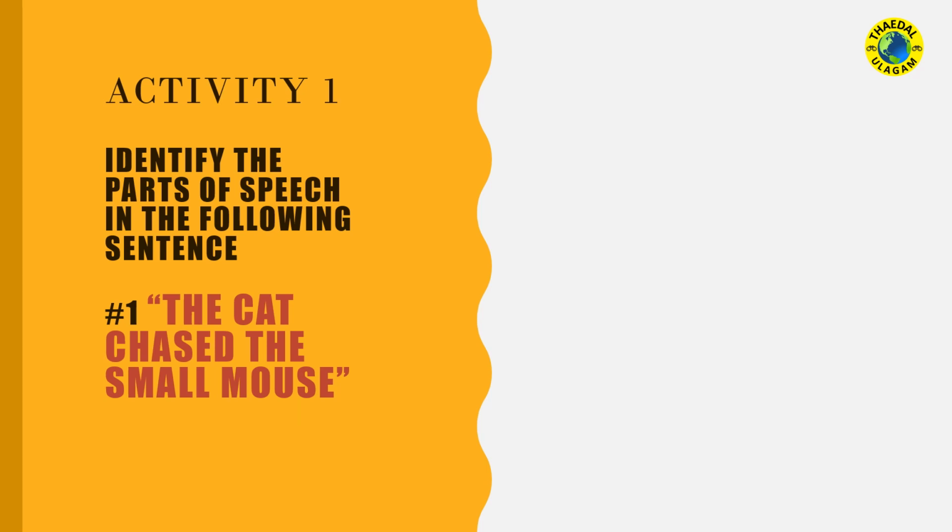Number 1. The cat chased the small mouse. Take a few seconds before we look into the answer. 1, 2, 3, 4, 5. Here we go. In the above sentence, the nouns are cat and mouse, verb is chased, adjectives are the and small. There are no adverbs in the sentence.